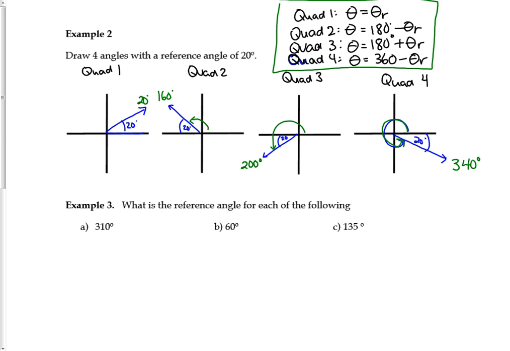Okay. So mostly this lesson is about understanding the terminology, understanding what is an angle in standard position, and what is a reference angle. Those are the two big concepts you need to walk away with today. So I'd like you to try number 3 on your own. Draw it, and then determine the reference angle. Okay?